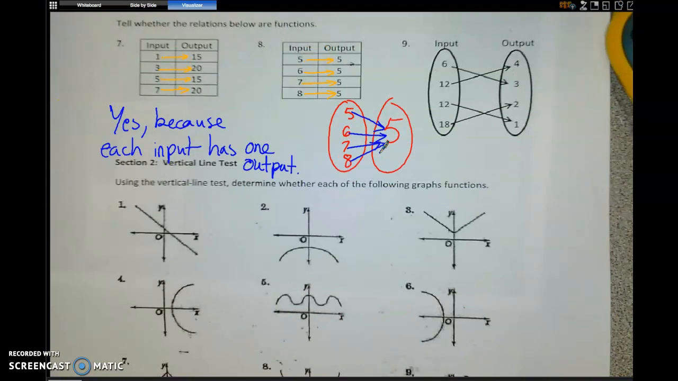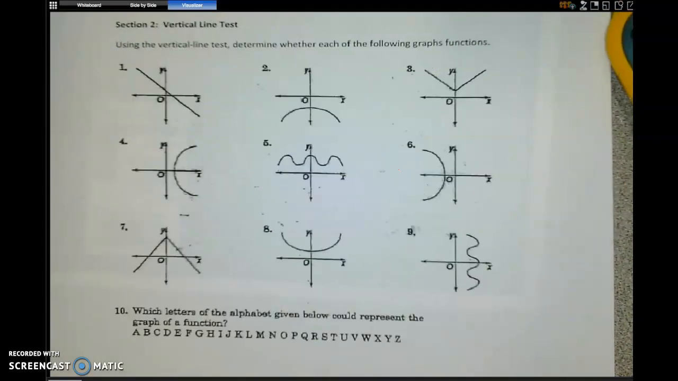Looking at number 9, you already have the mapping diagram, but be careful, look at your inputs, okay? Look right here, 12 has been listed twice. So go ahead and look at number 9 and decide if it is a function.